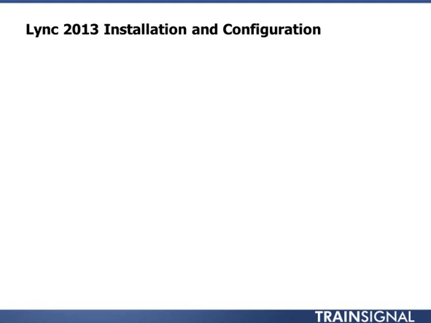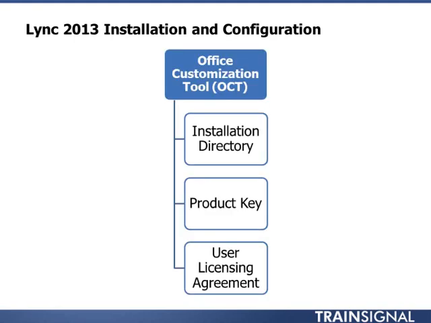The number one tool that we have for customizing the installation of Office 2013 is called the Office Customization Tool, or the OCT. To launch the OCT, we run setup.exe with a /admin switch from the root directory of the installation media for Office 2013. The utility allows you to configure a lot of the settings to control the installation process, including the installation directory, the product key, and end user licensing agreement. We can also customize user settings and define how the features are installed, and this may be very useful, especially with Outlook.